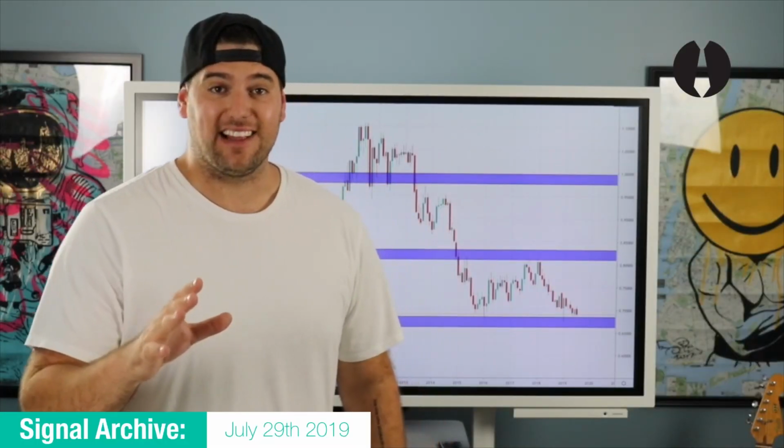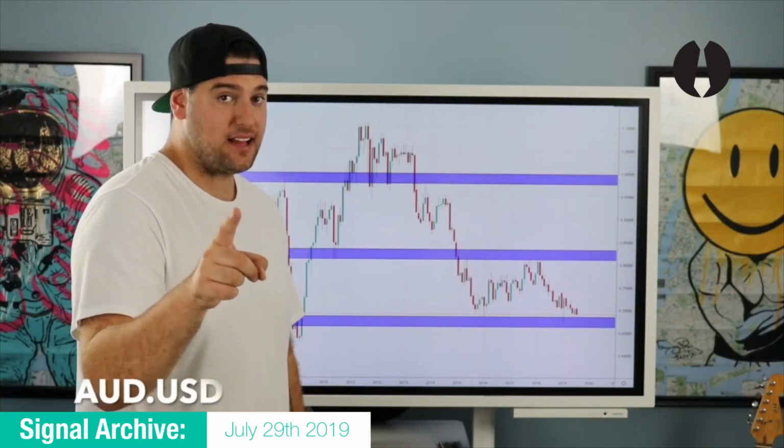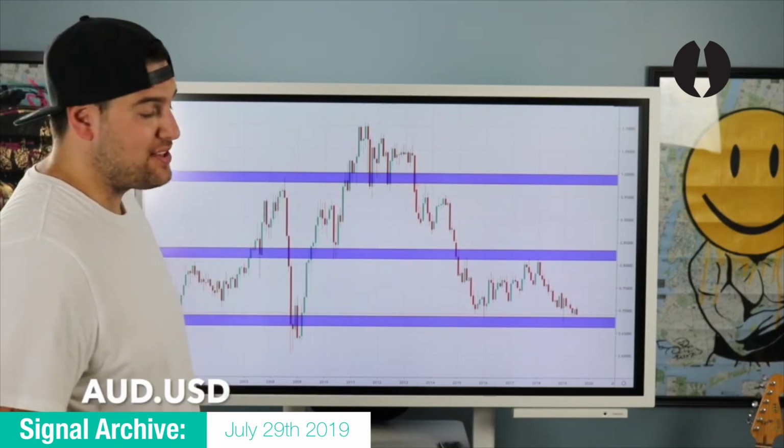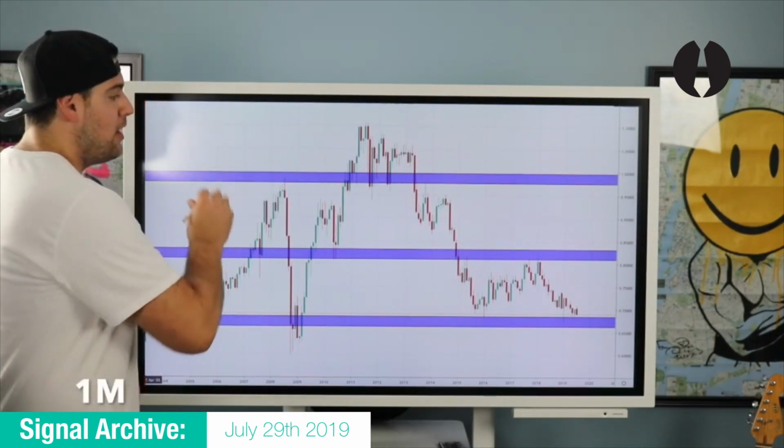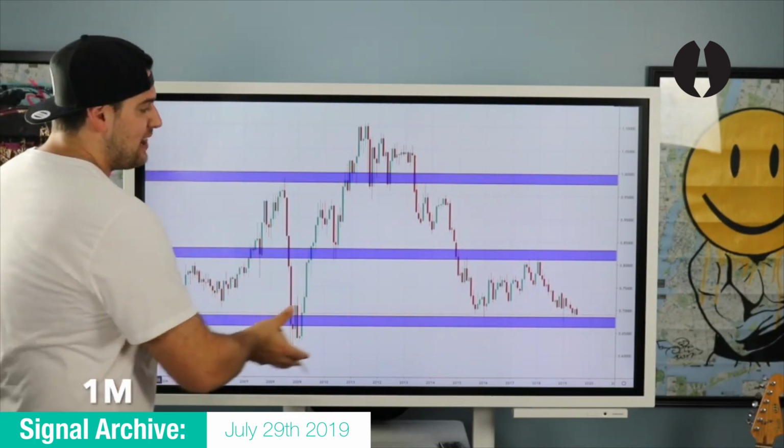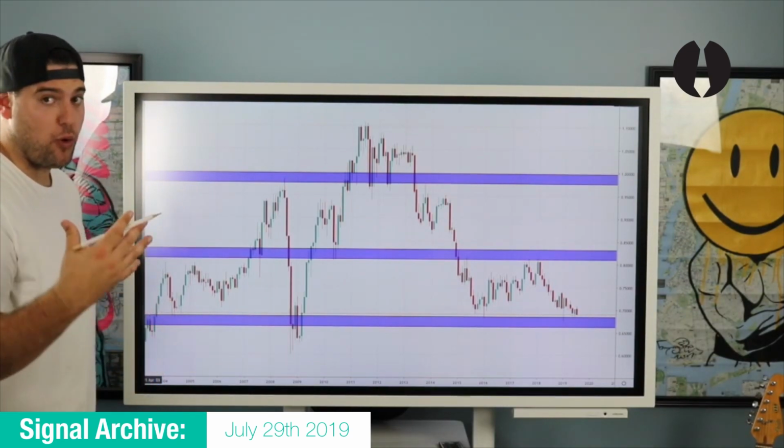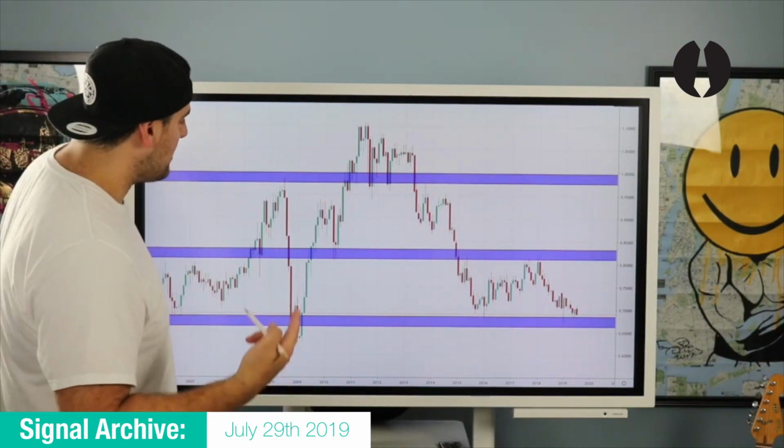All right, so we're going to be analyzing AUD.USD in this analysis. Let's pull it out to the monthly time frame. Let's do this with me, okay? Horizontal upper, mid, and lower monthly zone by looking for horizontal buy and sell sensitivity.